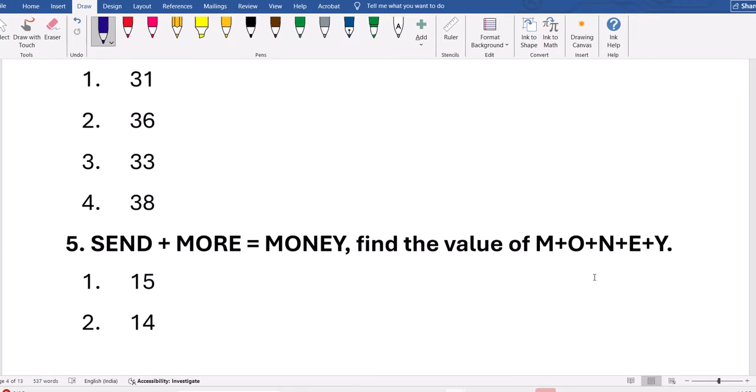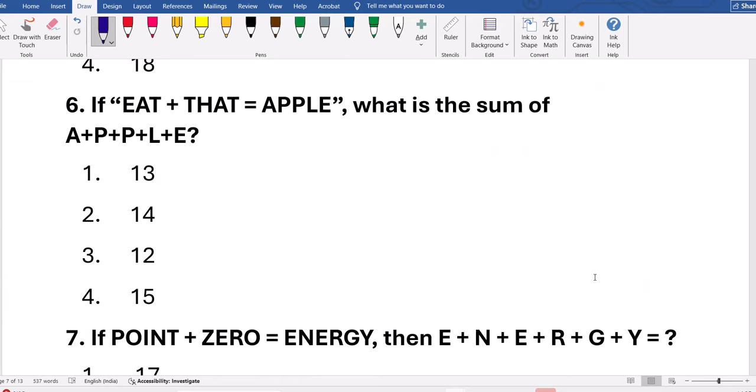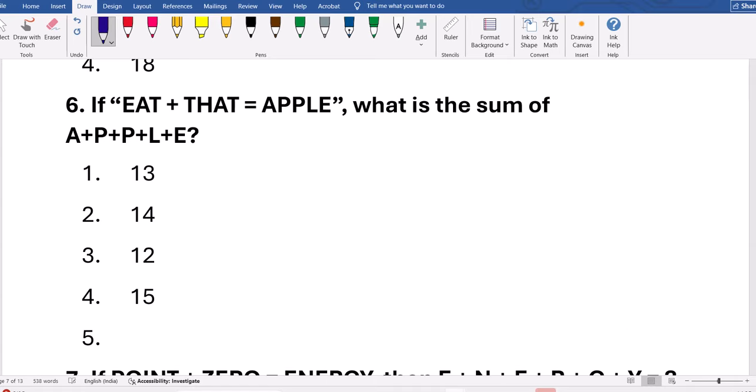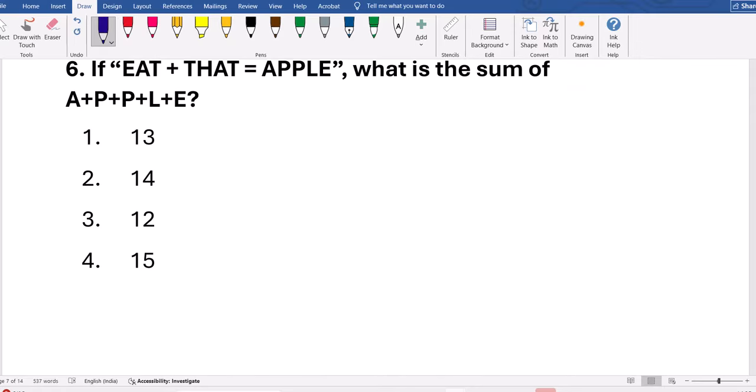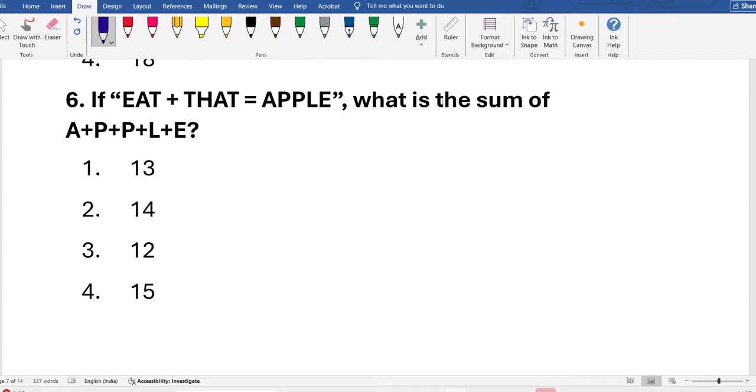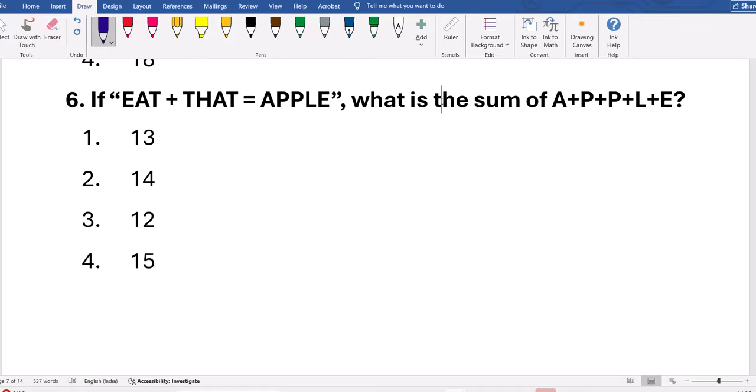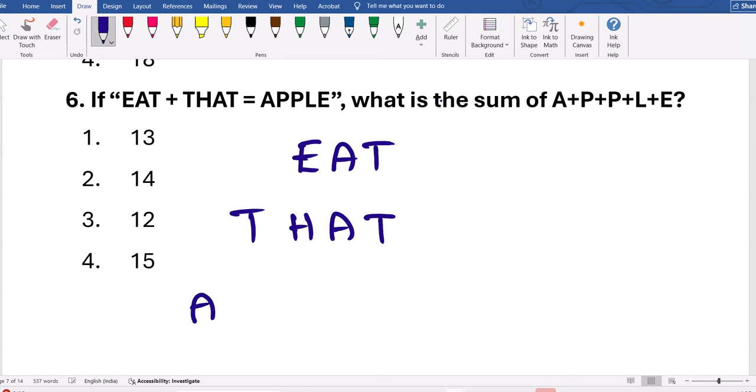Okay. And then let's see another question. Eat plus that equal to apple. That may give you some more inputs here. What is the sum of A plus P plus P plus L plus E? Eat is how many digits? 3-digit number. That apple, 5 digit.